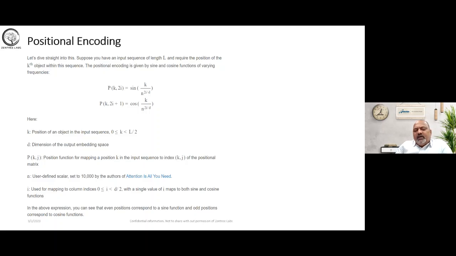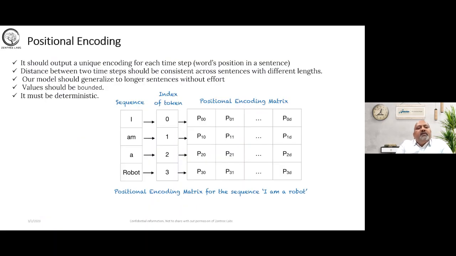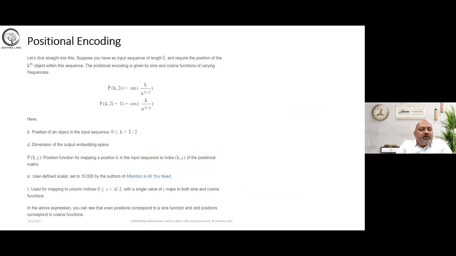Otherwise these are the periodic signals, sine and cosine encoded based on the position. So the frequency of it is also changing with the position as well as the dimension. So it meets all the requirements of the positional encoding.